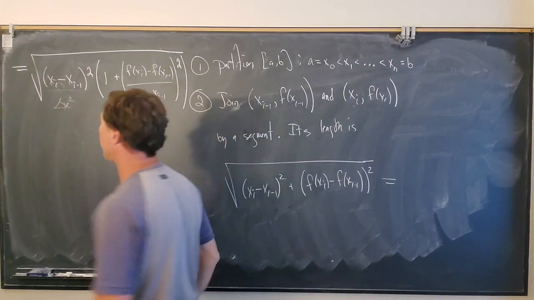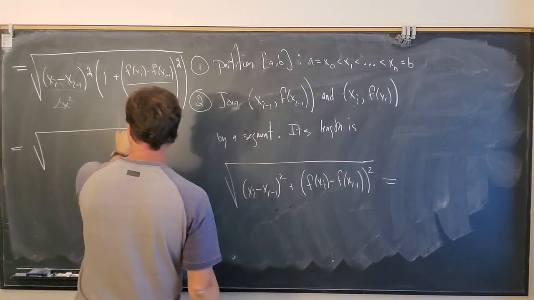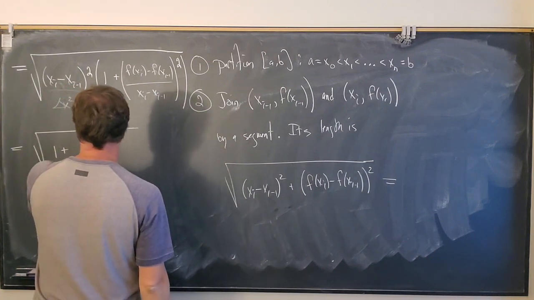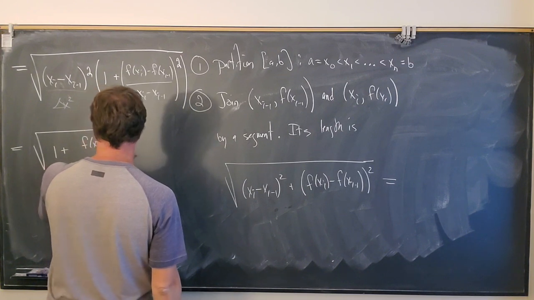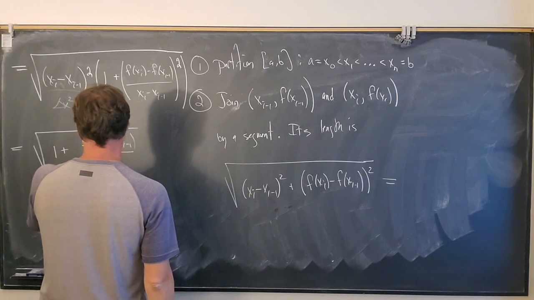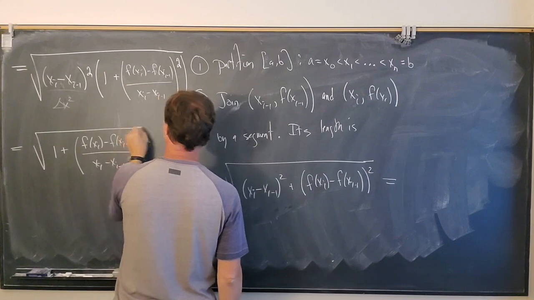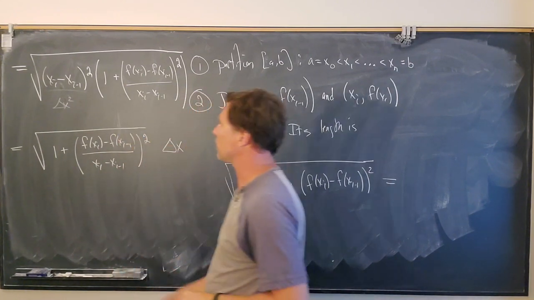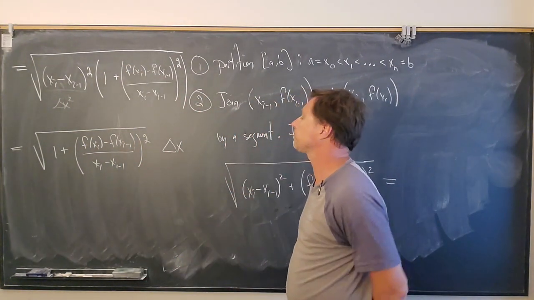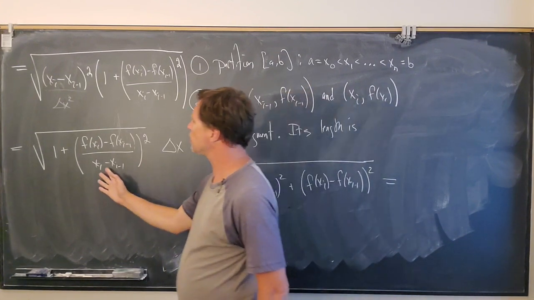and since it's under a square root, I can pull that right out, and now what we'll have is the square root of 1 plus (f(x sub i) minus f(x sub i minus 1)) over (x sub i minus x sub i minus 1), all that squared, and then followed by a delta x, right? So I took the square root of the delta x squared and took it outside of the square root.